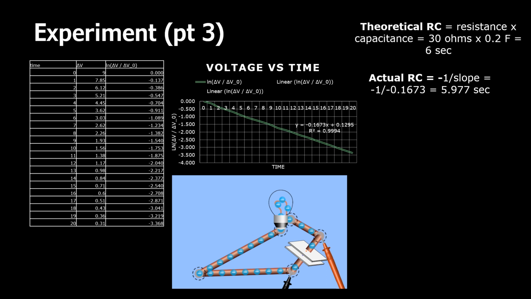So in theory, our RC is going to be resistance times capacitance, which is the resistance of the light bulb times the capacitance of the capacitor, and that's 30 times 0.2, which is equal to 6 seconds. And then the actual RC is equal to -1 over the slope of the graph of the natural log of voltage versus time, which is -1 over negative 0.1673, which is equal to 5.977 seconds. So very, very close, almost equal there.